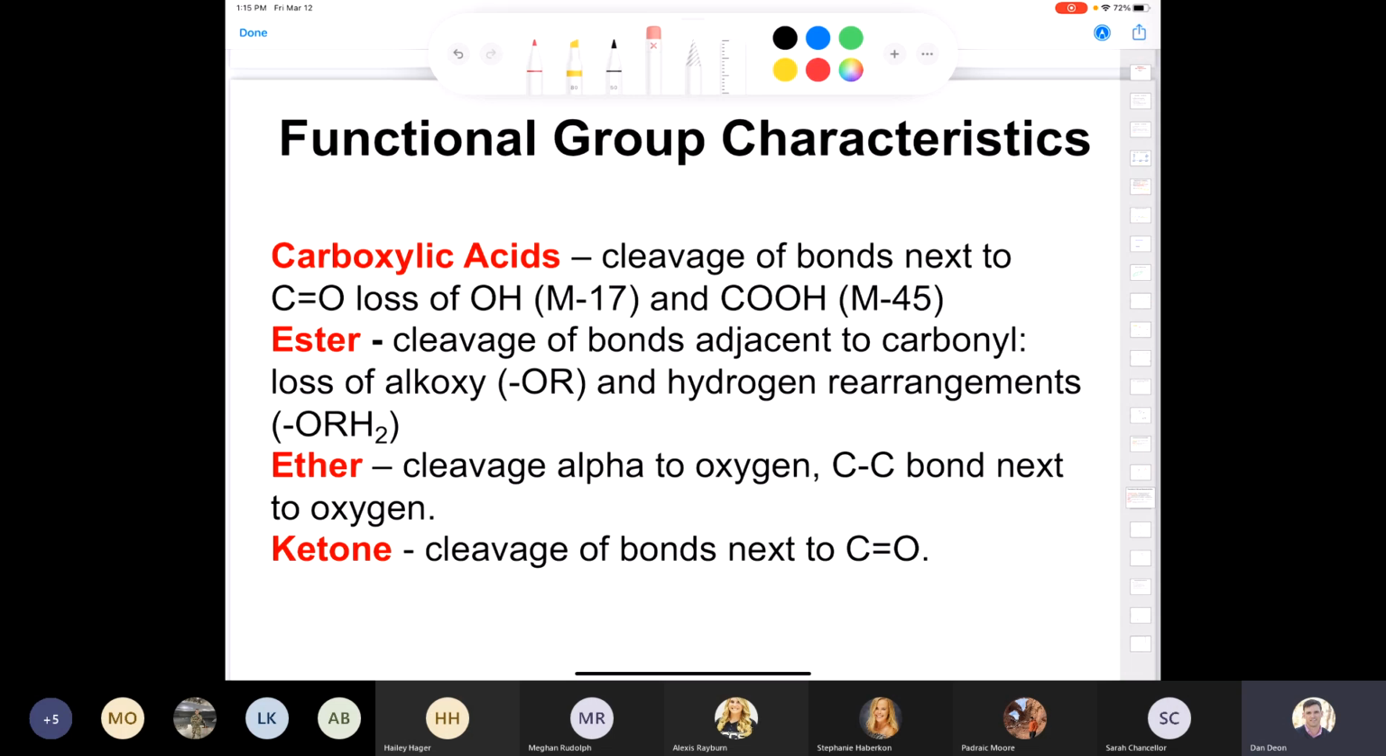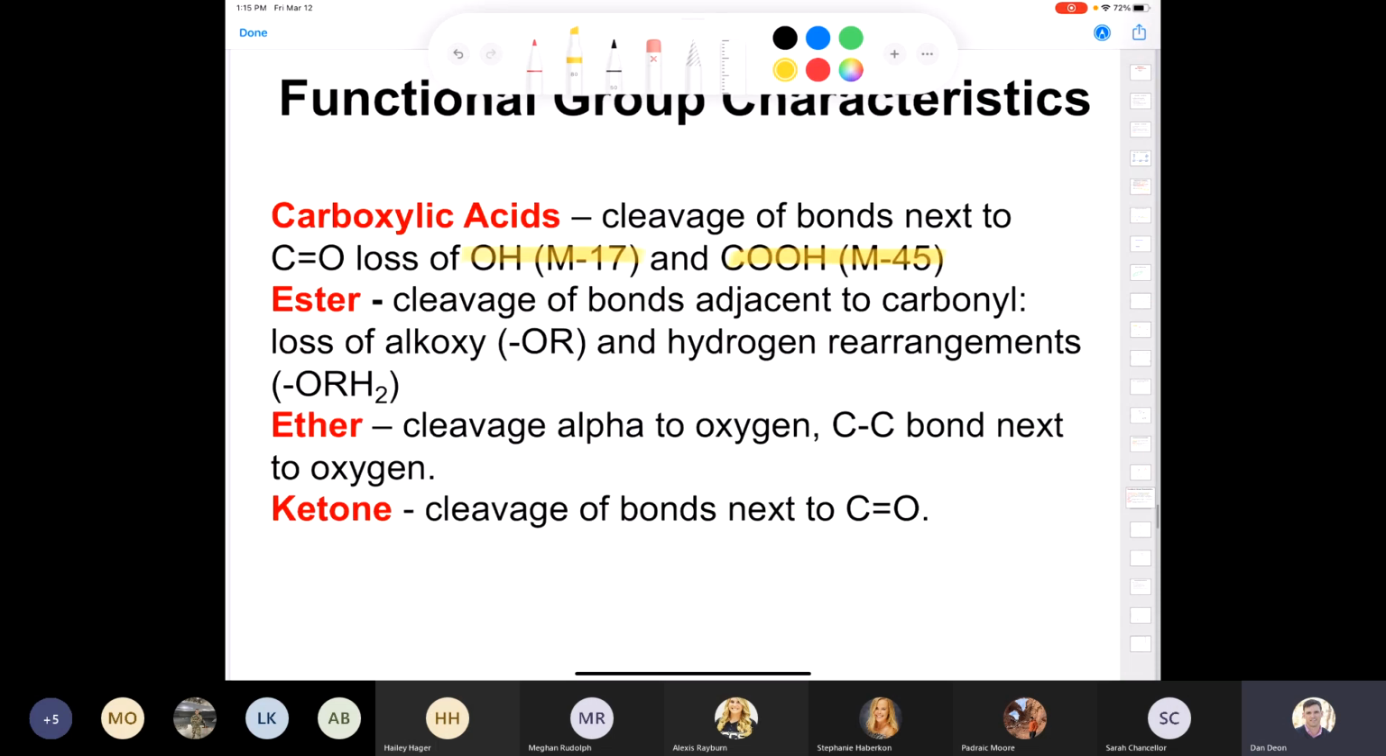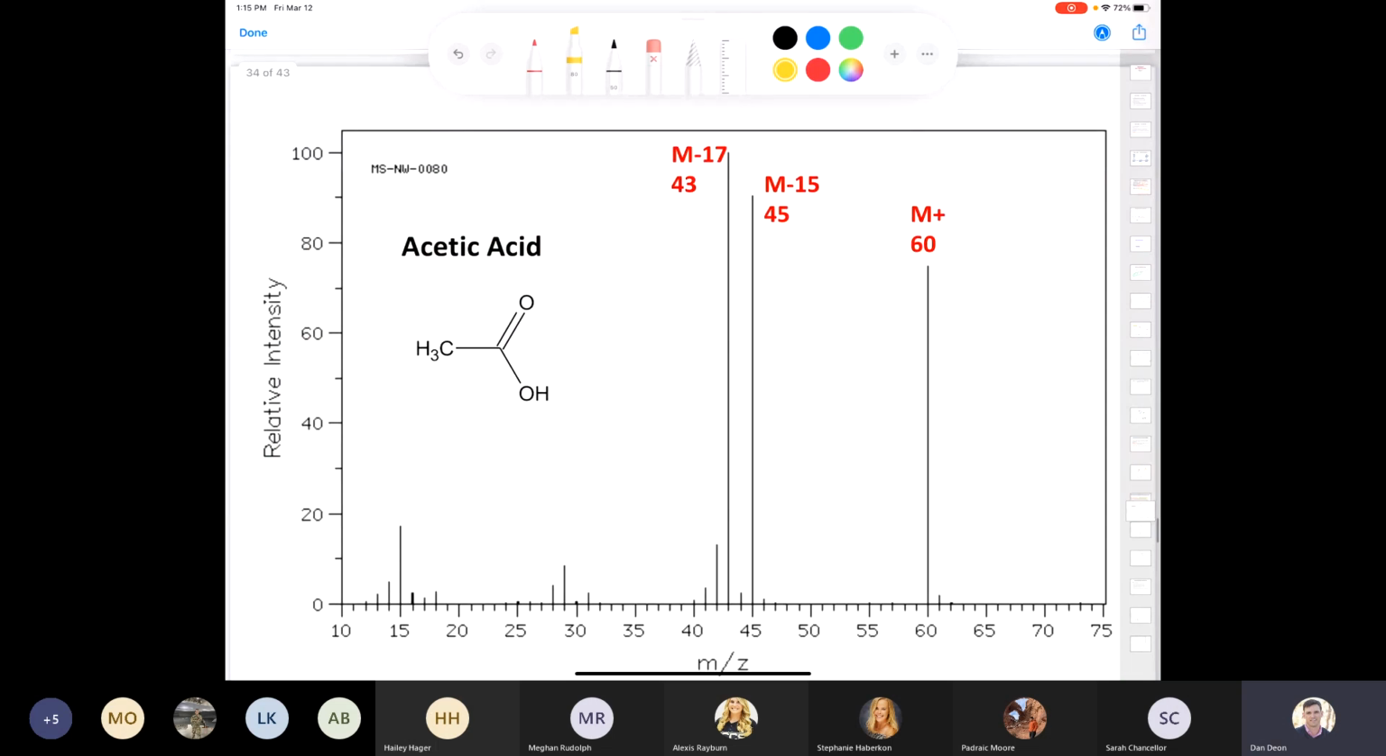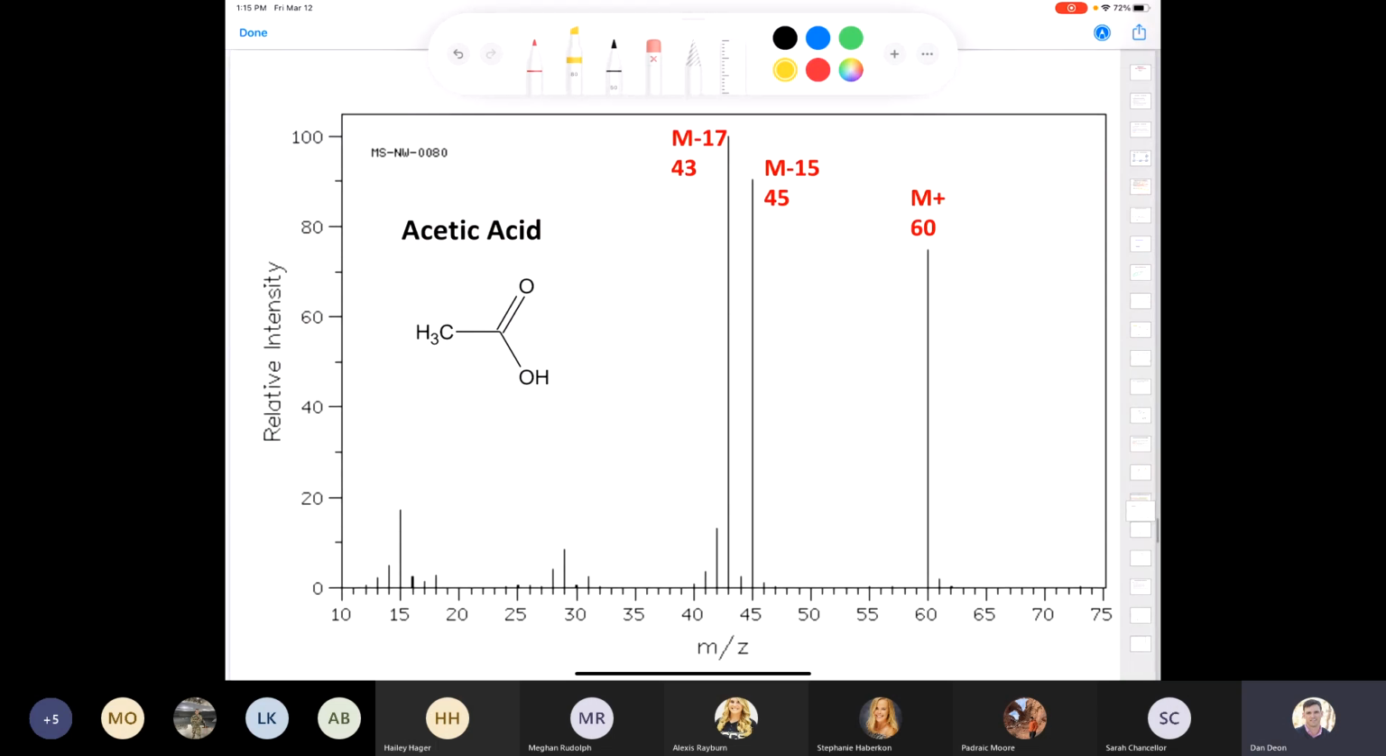We would see cleavage of the bond next to the carbonyl, loss of the hydroxyl, which has a mass of 17, loss of the carboxyl, which has a mass of 45. Let's take a quick peek at a beautiful spectrum of acetic acid, which has a molecular ion of 60. You can quickly do the math in your head for this one. This is a loss of a methyl radical, which weighs 15, because it's M minus 15.